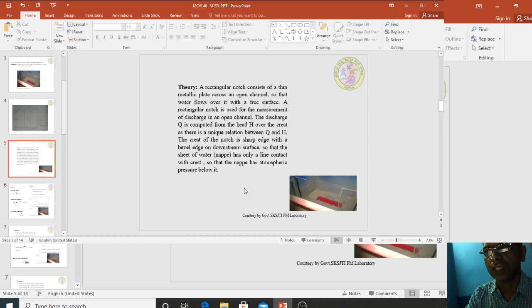A rectangular notch is a thin metallic plate across the opening so that the water flows over it with a free surface. So a rectangular notch is used to measure the discharge of an open channel.